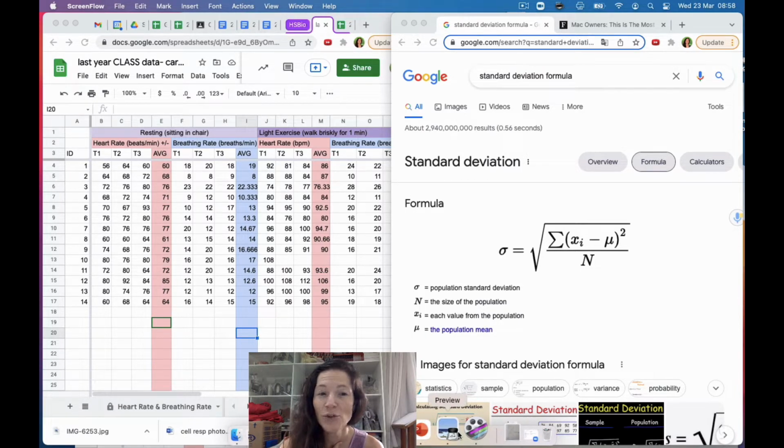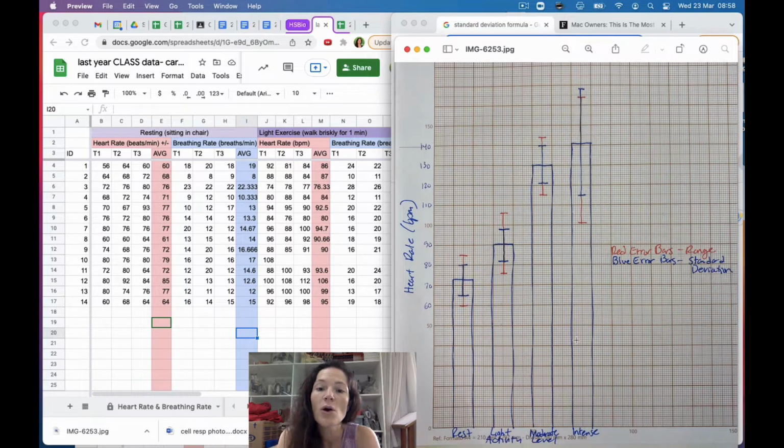I can't make you try it, but hopefully you'll have this reference so that you can understand what the expectation is. So just to show you what we're trying to do with standard deviation, we're trying to see where most of the data points are.